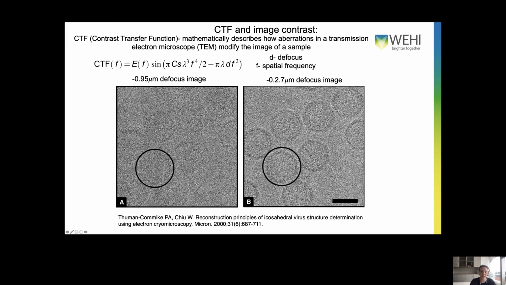Because biological samples have very low contrast, both low amplitude and low phase contrast, we use defocus to increase the contrast and to see our particles better. For example, here I borrowed this image. This is an image of a virus. Here you can see the same viral particles, with the image taken either at -1 micron defocus, or at -3. And you can see that at -3 you can see the virus particles a lot better compared to the focus.